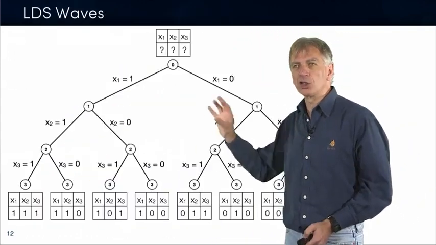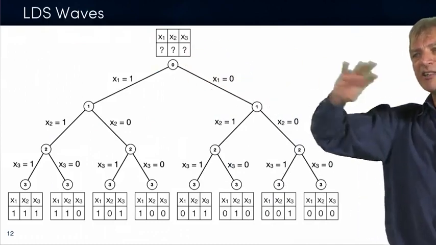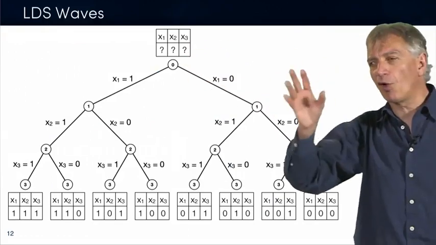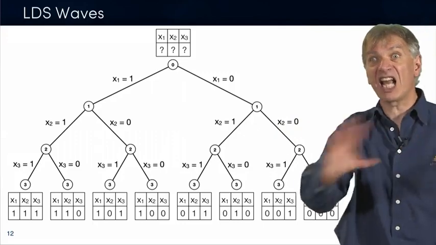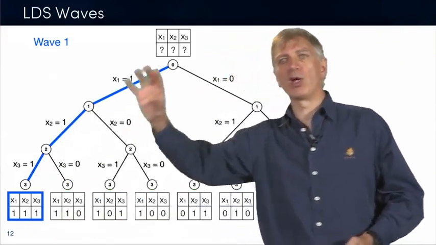So let me show you that on the exhaustive tree. You start at the root, obviously, and then you assume that you make no mistake. You follow the heuristic all the time. That means branching left, left, left. And that's what you see there. This is the first wave that you see there.